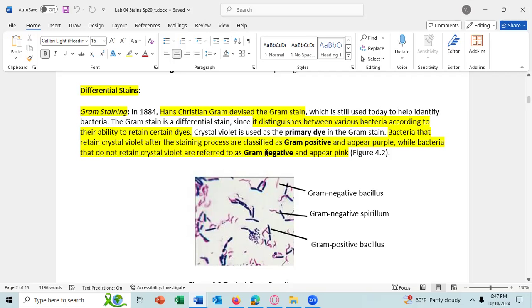The gram-positive cell, which stains purple, and then the gram-negative cell, which stains pink. The gram-positive stained cells retain the crystal violet iodine complex after the staining process. The gram-negative cells lose the crystal violet iodine complex.